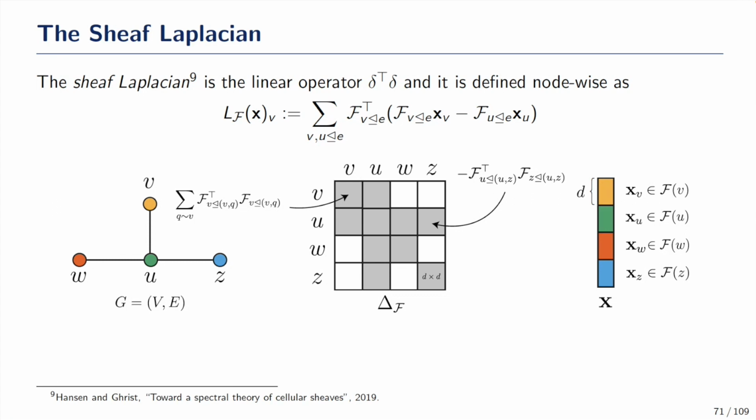Okay, so how does this look? It's just a matrix, a block matrix. Your diagonal entries look like this, and the non-diagonal entries look like this. And I think the non-diagonal entries are a bit more important here to notice the intuition.